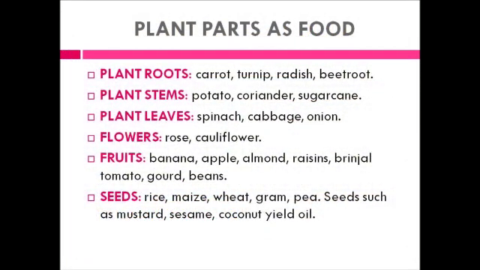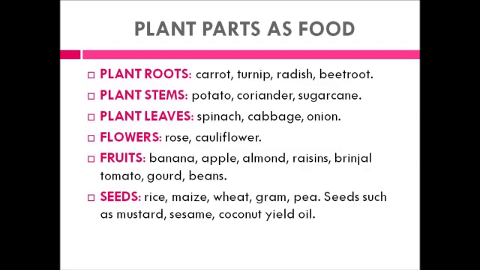Next topic is plant parts as food. All those parts of the plant which we eat as food are called its edible parts. Edible means those things that we can eat. We eat roots of some plants like carrot, turnip, radish, beetroot, etc. We eat stems of certain plants like potato, coriander, sugarcane, etc.